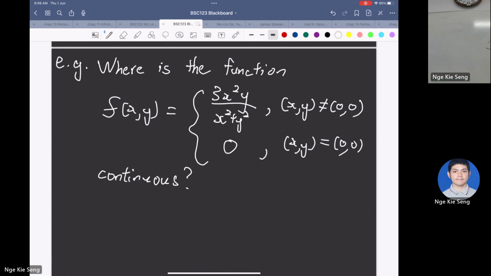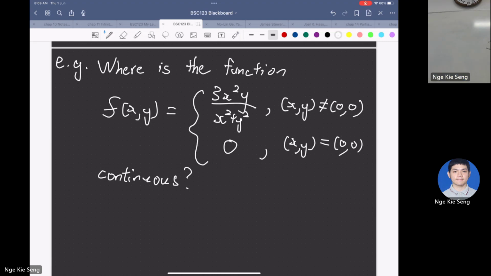What is 3x squared times y over x squared plus y squared? Product of polynomials, quotient of polynomials. Okay. Where are these polynomials continuous? Polynomials are continuous everywhere. Okay. Product of continuous functions is still continuous. But there's a quotient here. When is the quotient continuous?